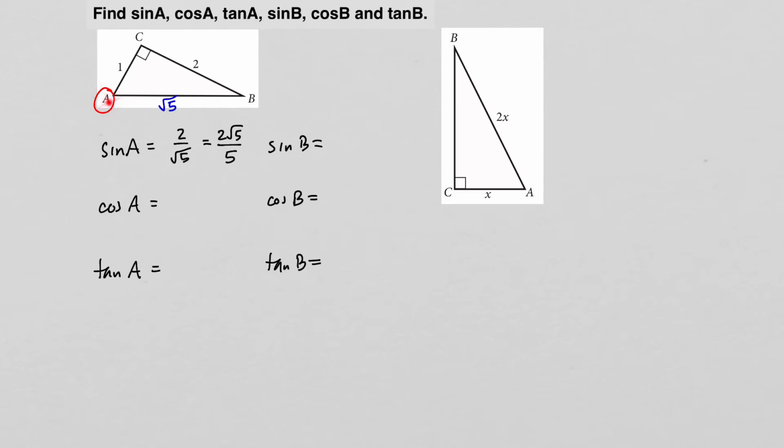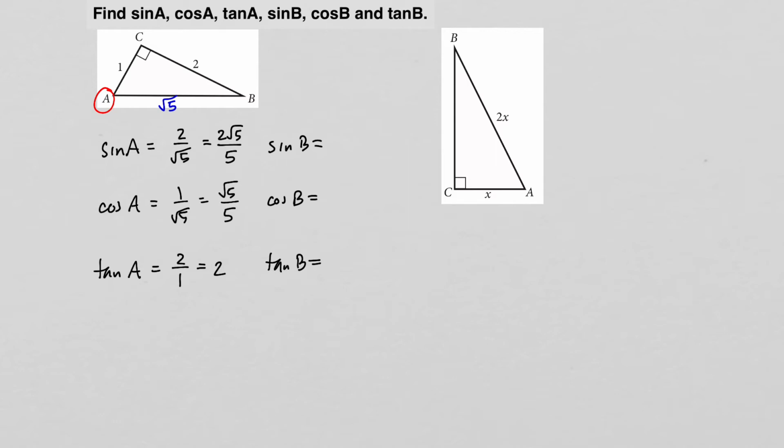Cosine of angle A is the adjacent side divided by the hypotenuse. Now, the adjacent side is the side that is next to angle A, but the side that is not the hypotenuse. And that means it's this side right here. So the cosine of angle A is 1 over radical 5. And again, if you rationalize the denominator here, you will get radical 5 over 5. And finally, the tangent of angle A is the opposite side, which is 2, divided by the adjacent side, which is 1. And so it is 2 divided by 1, which is 2.